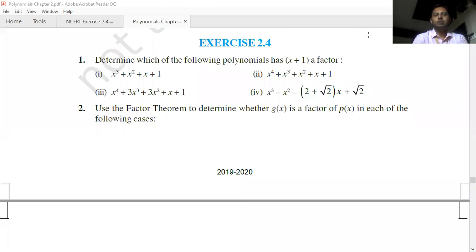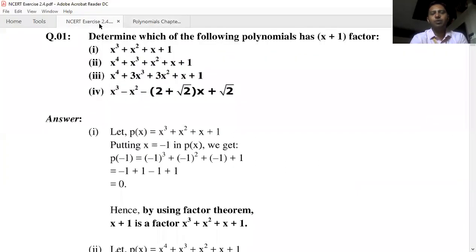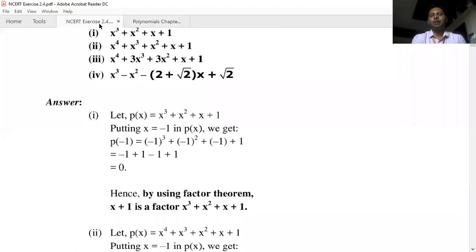That becomes 0. So in this case, if it becomes 0, that will be a factor of the given polynomial. Have a look. P(x) is x cube plus x square plus x plus 1. If we substitute x equals minus 1, that is minus 1 cube plus minus 1 square plus minus 1 plus 1. That is minus 1 plus 1 minus 1 plus 1. This will get cancelled, and that will be the 0 of that polynomial. So hence, x plus 1 is a factor of the given polynomial.